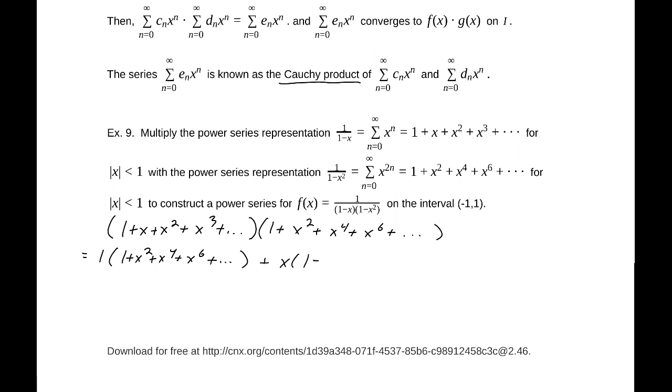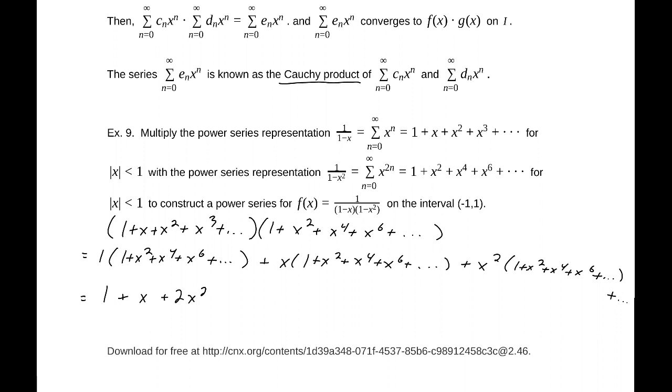plus x times 1 plus x squared plus x to the 4th plus x to the 6th plus ... plus x squared times 1 plus x squared plus x to the 4th plus x to the 6th plus, and we continue. Now, if we do a little bit of combining like terms, what you'll notice is there's only going to be one constant term. It's from the very first one. There'll be one constant term, a 1. There's only one x term.